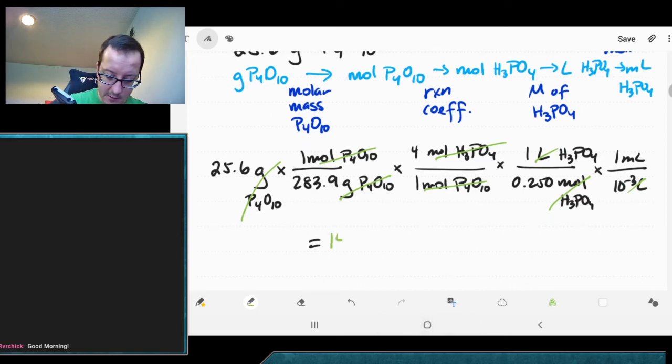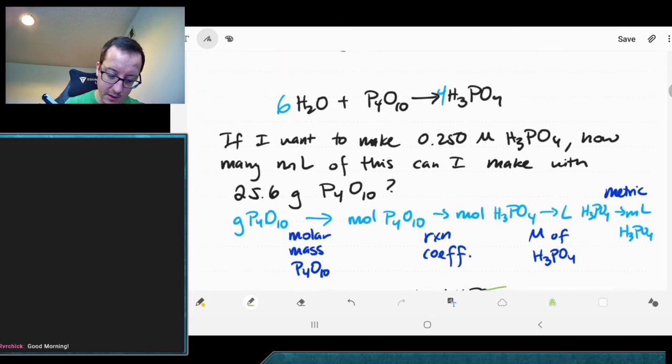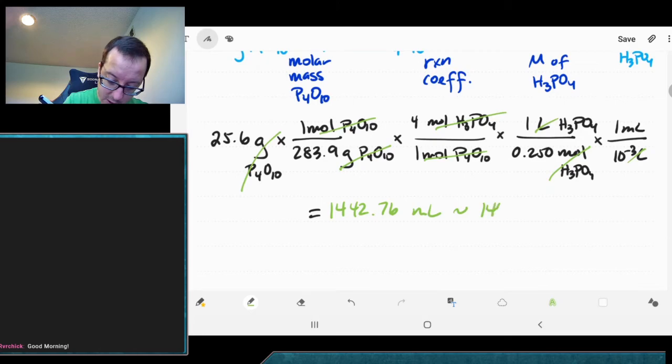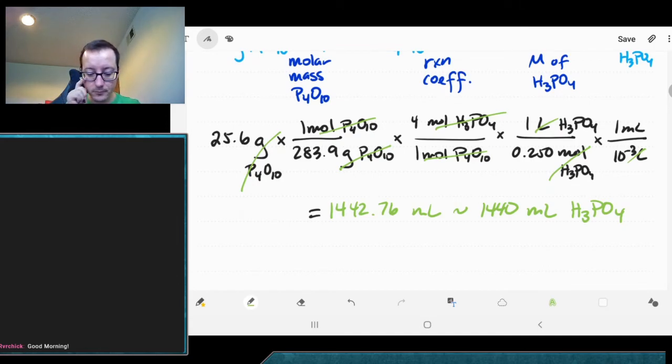We get 1,442.76 milliliters, which we're going to go ahead and round. Looks like 3 sig figs here, so 1,440 ml is what we're going to end up getting out at the end. Hooray, we did it! So, this whole chapter, again, we're going to be going from some quantity of substance A, turning it into some quantity of substance B. In the middle, we have our reaction coefficients. That's the entire thing about this chapter.